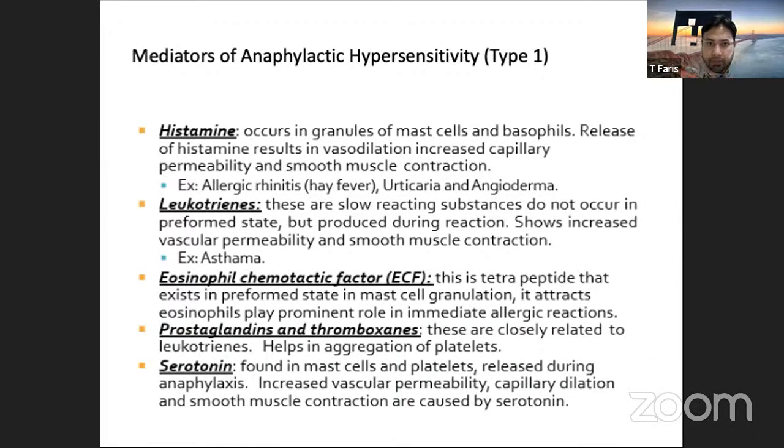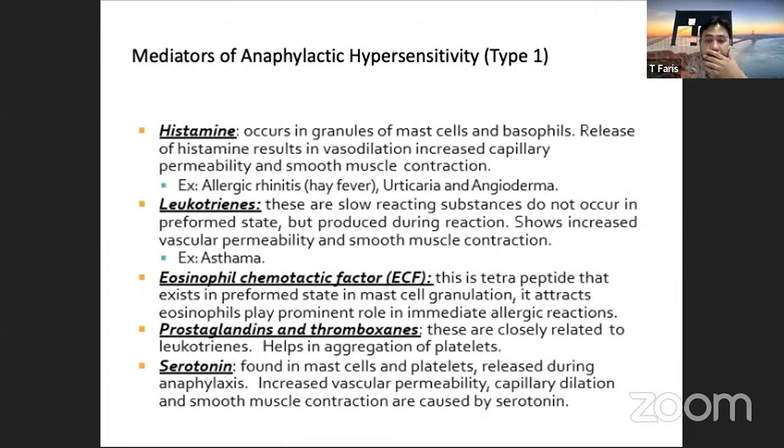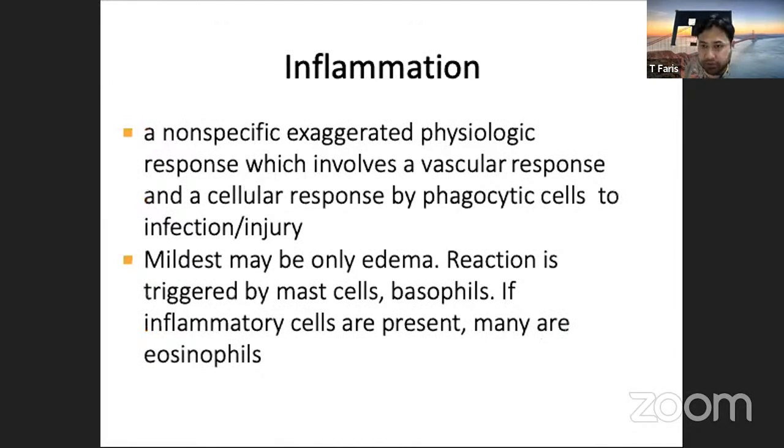Some other molecules are also important, but I just highlight these five mostly reported mediators that are specifically involved in type 1 hypersensitivity. Then we can understand the inflammation. The next step is the reactions of the body. What happens next?